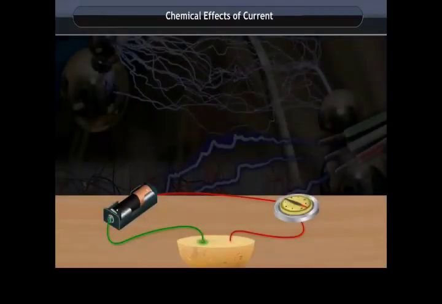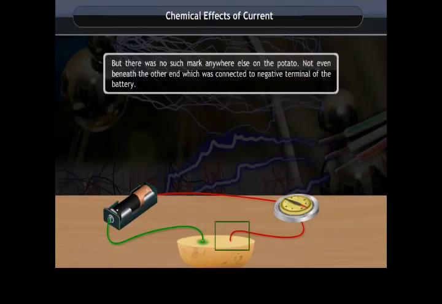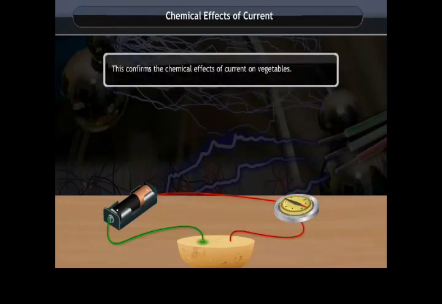What do you observe? As we remove the free ends of the tester, we see that the end, which was connected to the positive terminal of the battery, has left a greenish-blue color spot. But there was no such mark anywhere else on the potato, not even beneath the other end, which was connected to the negative terminal of the battery. This confirms the chemical effects of current on vegetables.